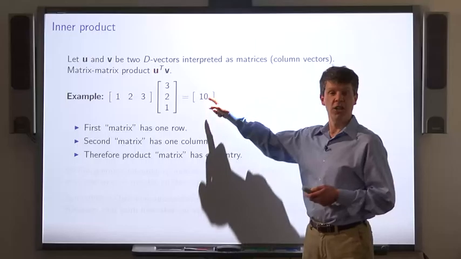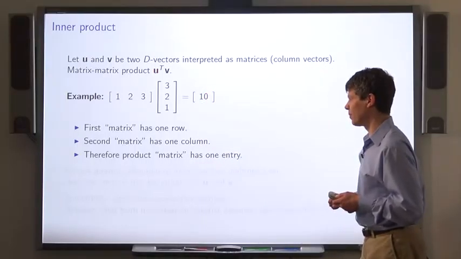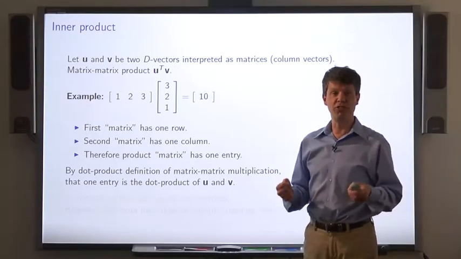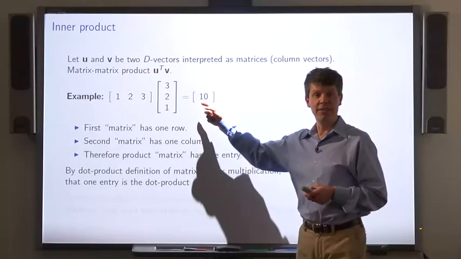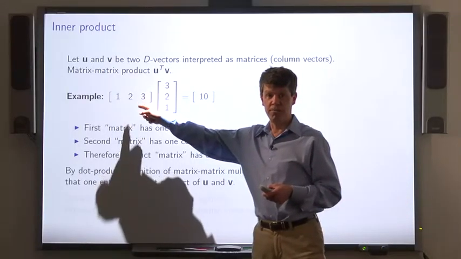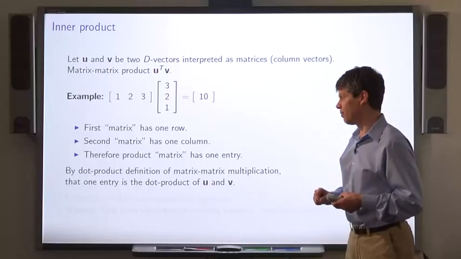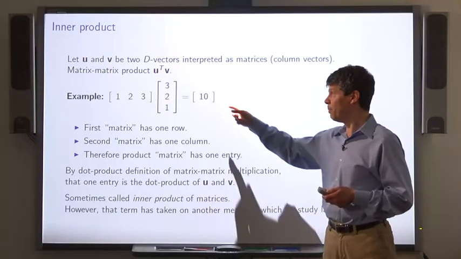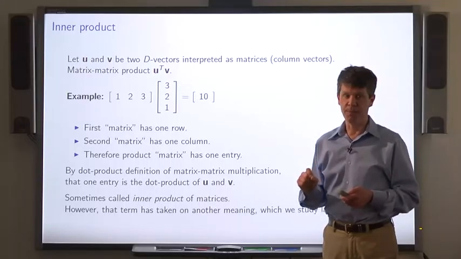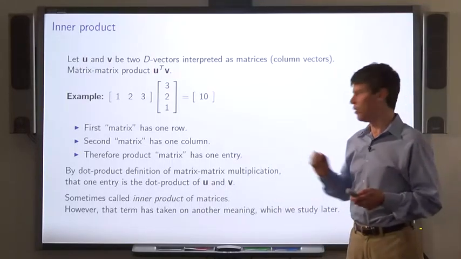It's really just a matrix with one number in it. Now, by the dot product definition of matrix-matrix multiplication, that one entry is the dot product of the single row of this first matrix with the single column of the second matrix. So we're really computing a dot product. This is sometimes called the inner product, but we're going to use the inner product in a more specialized way later on.